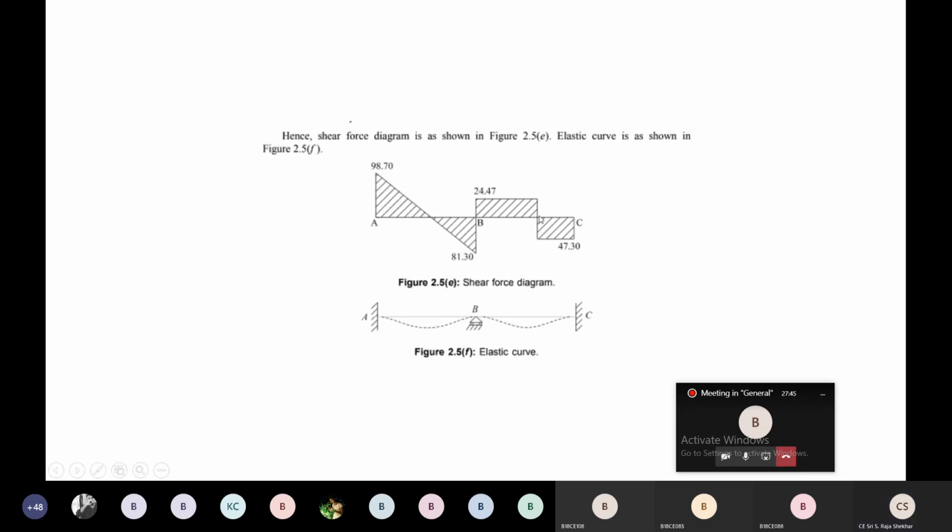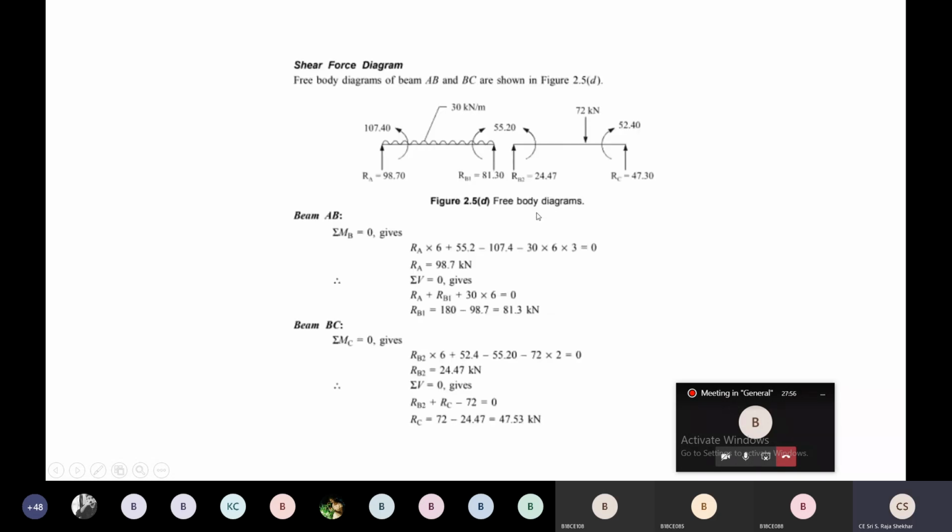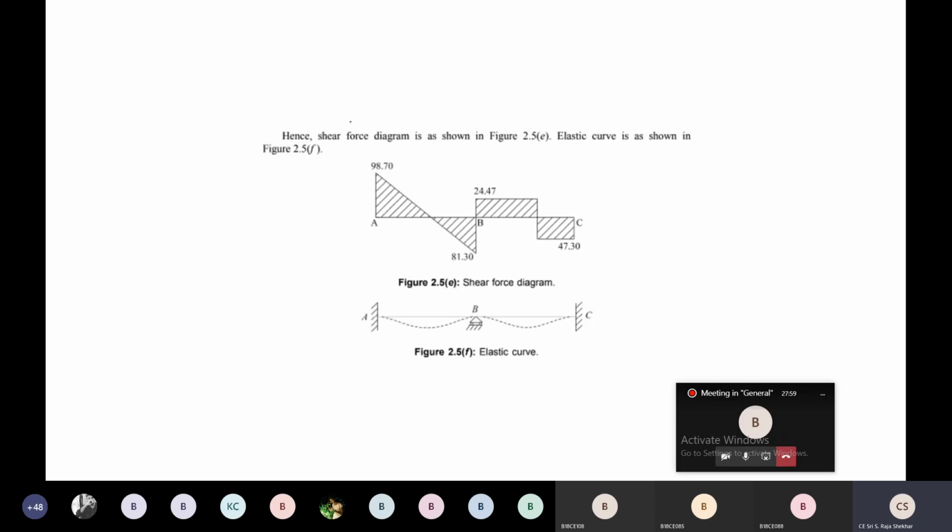Next, here a point load is applied, 2 meters from the support C. The point load acting has an intensity of 72 kilonewton. So now, 72 minus 47.30 gives us 24.47. We represent 24.47 here. For a point load, the variation of the shear force diagram is a rectangle.